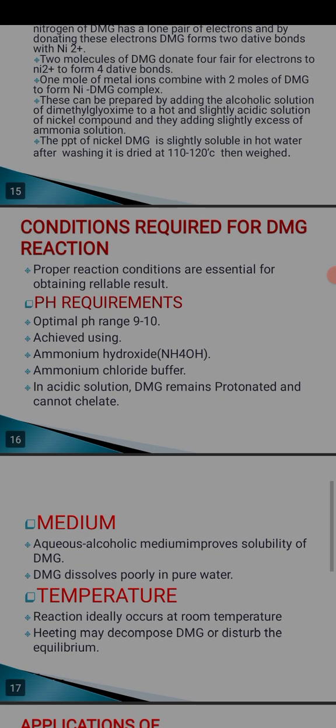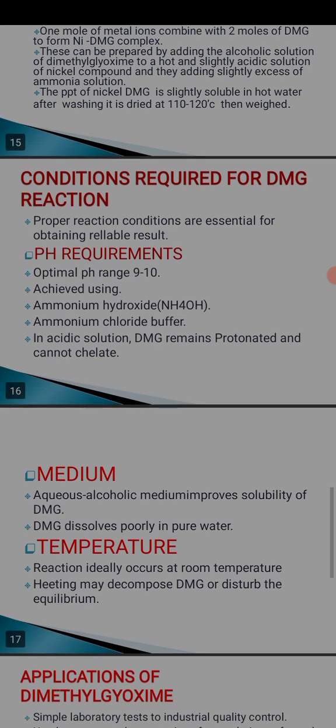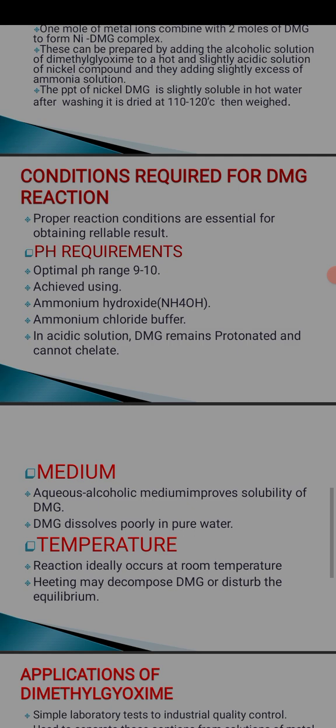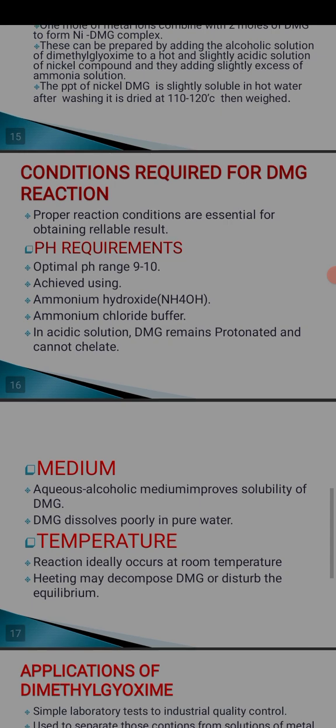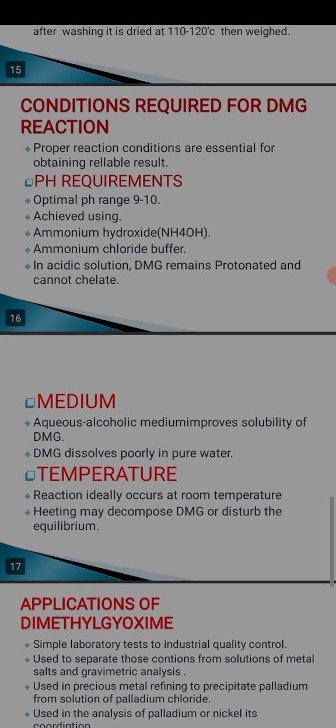This can be prepared by adding the alcoholic solution of dimethylglyoxime to a hot and slightly acidic solution of a nickel compound, and then adding a slight excess of ammonia solution. The precipitate of nickel DMG is slightly soluble in hot water. After washing, it is dried at 110 to 120 degrees Celsius and then weighed.